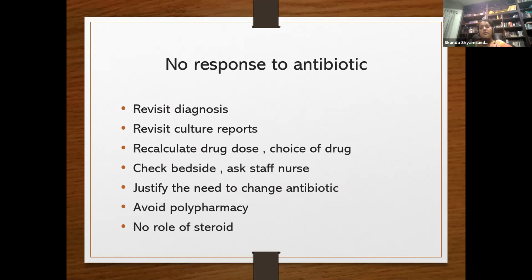So if there is no response to antibiotic, what do? First, we all make mistakes, and the child may have one symptom resembling one disease on day 1, and the child may have another symptom resembling the actual disease only on day 3. So it is okay to revisit the diagnosis. It is okay to keep changing as long as we document everything in the case sheet.